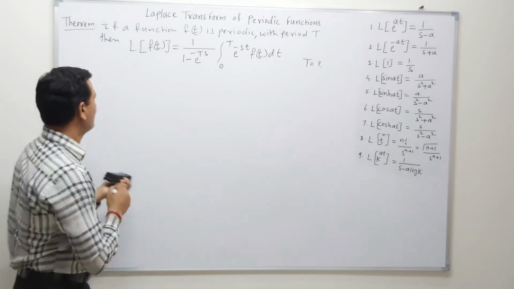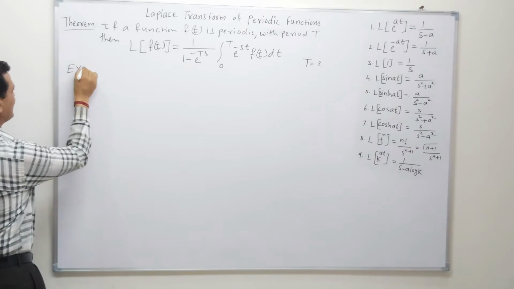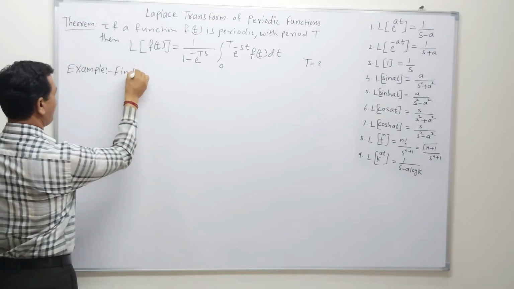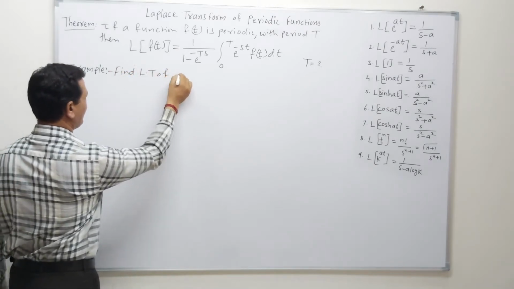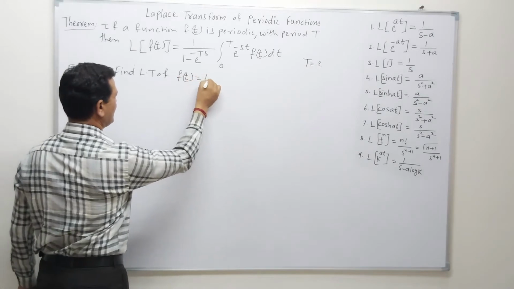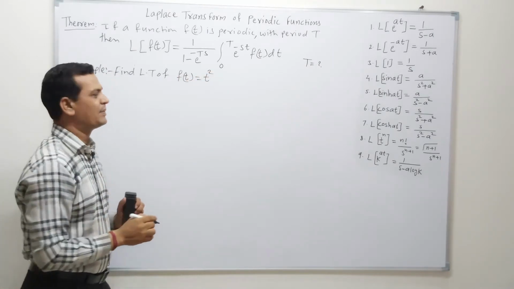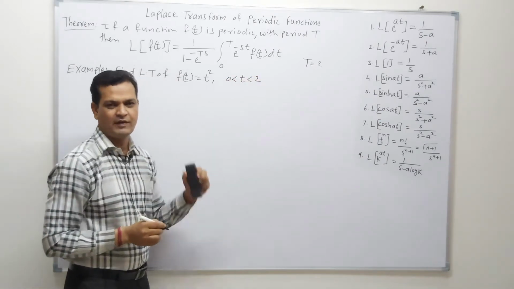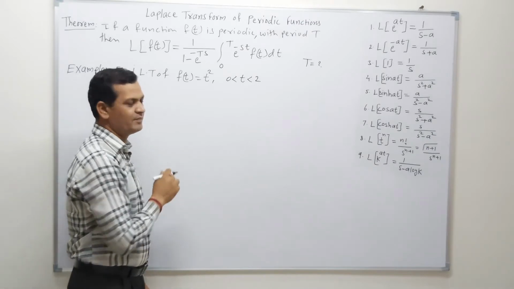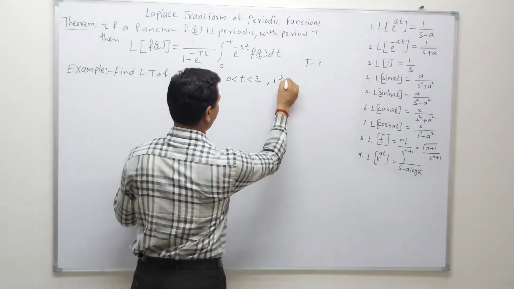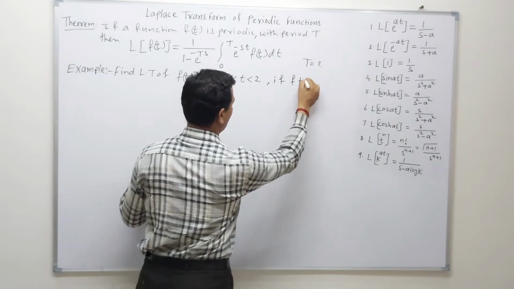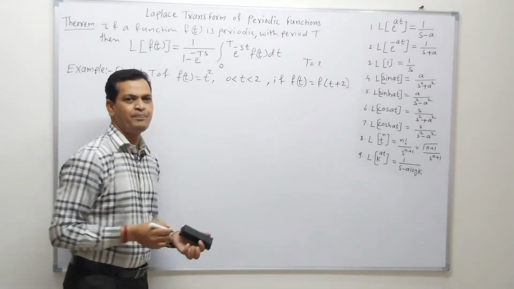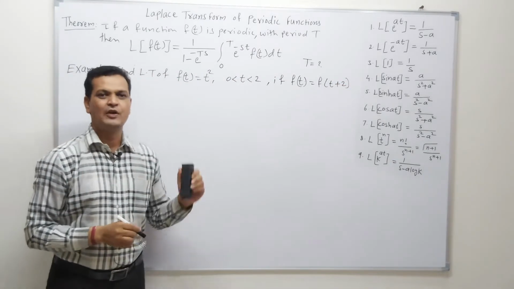Now let's take an example. First, a simple example: find the Laplace transform of f of t equal to t square, where 0 is less than t less than 2. That means this is the given interval for t, and f of t is equal to f of t plus 2. That means this given example is periodic with period 2.